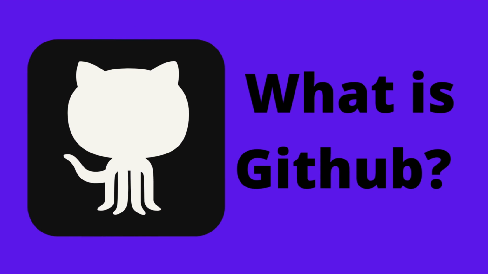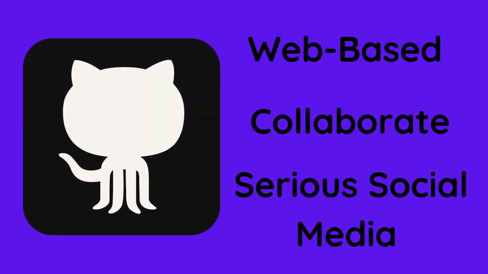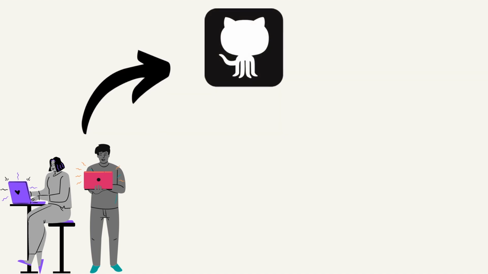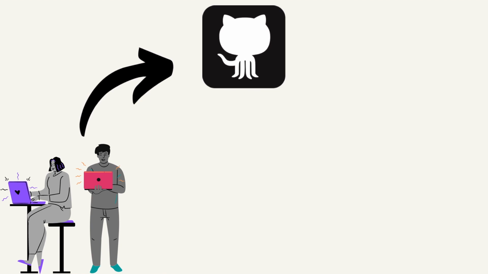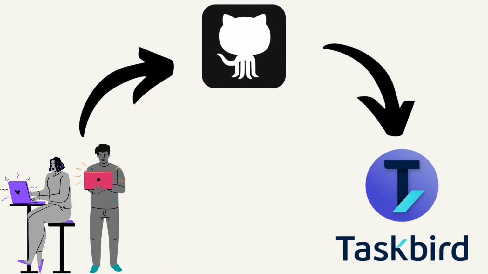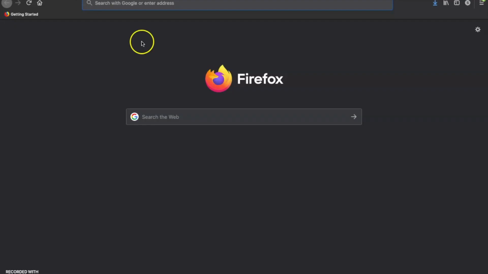GitHub is a web-based platform used for version control. Basically, it simplifies the process of working with other people and makes it easier to collaborate on projects. It can be thought of as a serious social media network. However, for the purpose of TaskBird community content, we'll be simplifying the way we use the platform and minimizing the steps it takes to navigate through the intricate website, making it easier for you to be a part of the TaskBird community on GitHub.